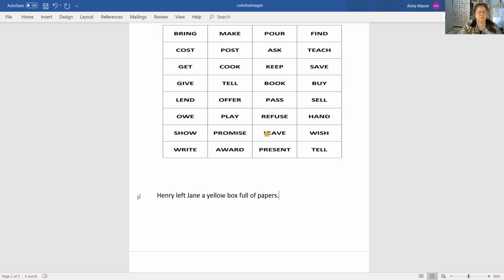So what is the subject? Henry is the subject. What is the verb? Left. What did Henry leave? He left a yellow box, right? And who did he leave it for? Who received the yellow box? Jane. So Jane is the indirect object, and the box is the direct object. Okay, let's go up and do one more.